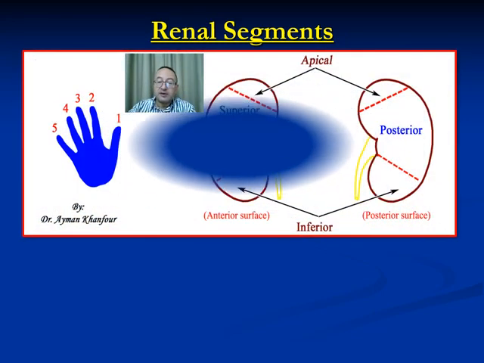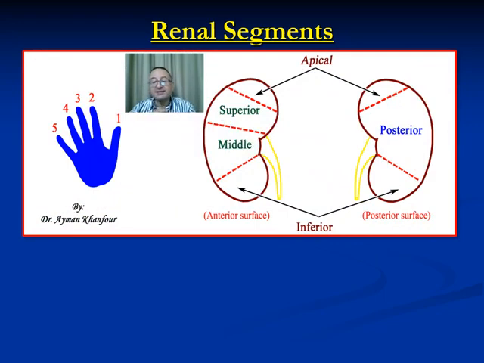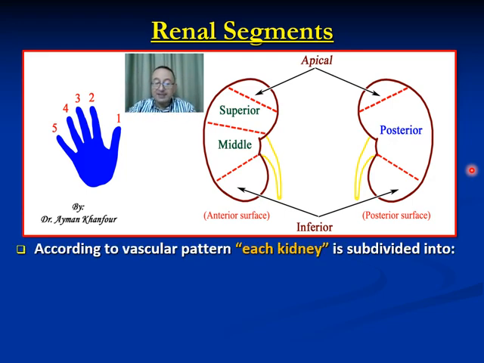Now, we will see the segments of the kidney. This is one kidney, but here I look from the anterior surface, and if I turn it, this is the posterior surface. I have to notice what are the segments that appear from the front and from the back, and what are the segments that appear from the front only, and what are the segments that appear from the back only.